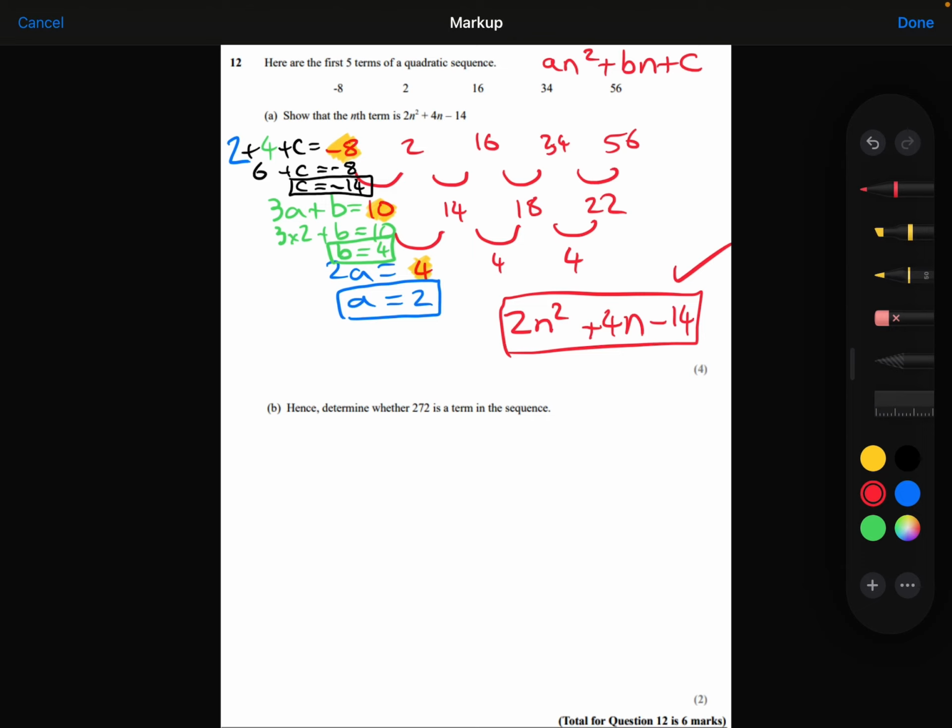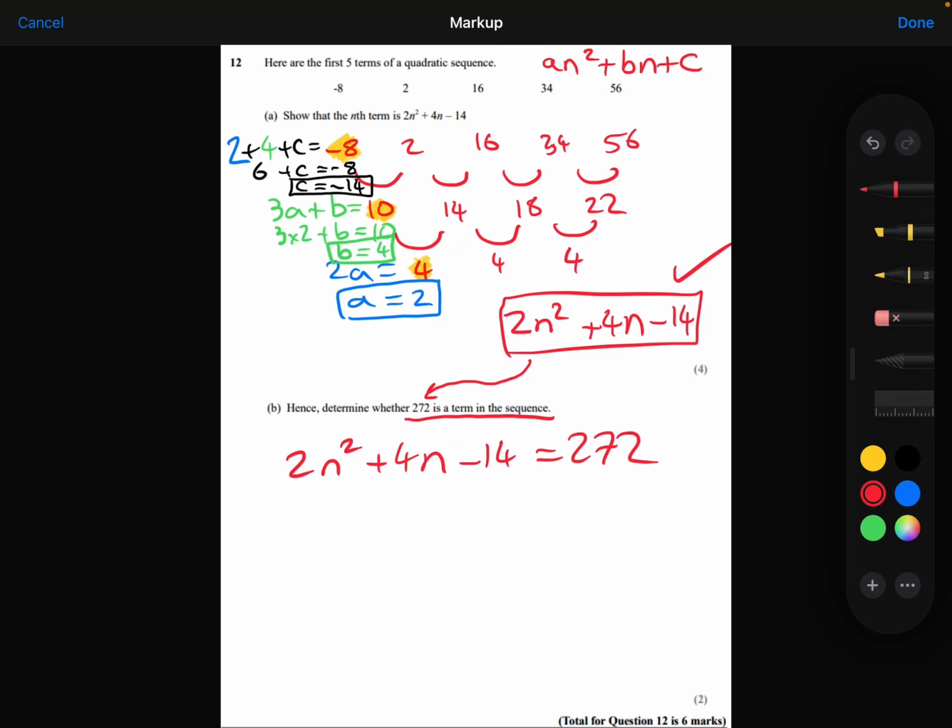Part B. Hence determine whether 272 is a term in the sequence. Well, if 272 is a term in the sequence, then our nth term should equal this at some integer value. So I can say that 2n squared plus 4n minus 14 should have to equal 272. N has to be an integer. You can't have a decimal answer for this. You can't have a decimal number of terms.